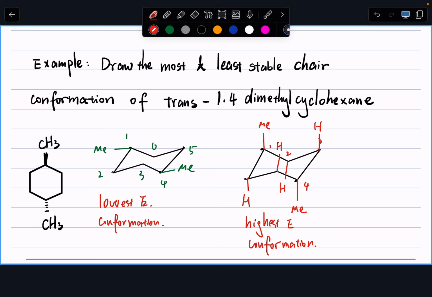The lowest in energy would be both on the equatorial. But you cannot do that for a cis 1,4 isomer because they're cis, they're pointing up, right? So the bottom line is, before thinking about putting everything on the equatorial, think about the cis and trans and put them in the right direction on the right carbon. Then think, okay, can we put them both in equatorial? If not, I can put the larger group on the equatorial.